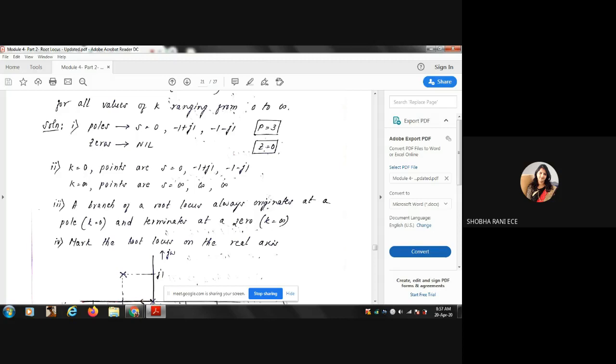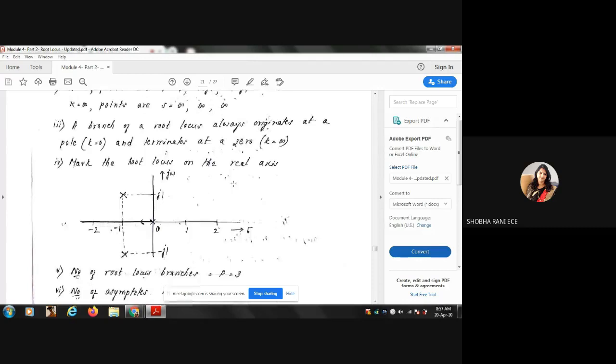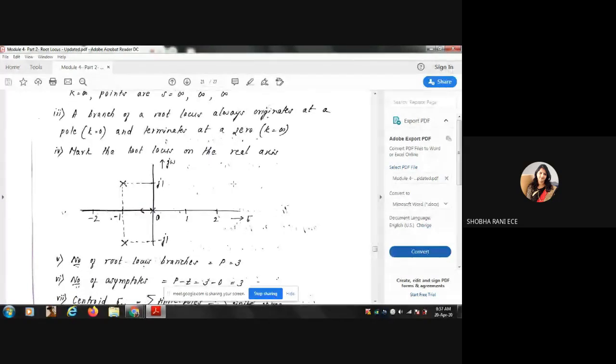As you see that we have three infinities, immediately you should get to know that for this problem we have to calculate asymptotes. Once you have asymptotes, you have to calculate the centroid, and after calculating the centroid, you have to calculate the asymptotic angle. But before we go to that, the next step is to mark the root locus on the real axis.